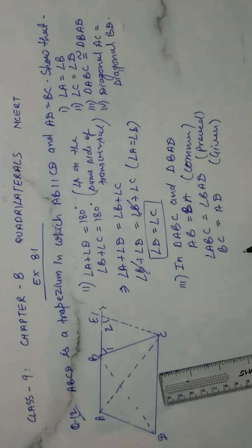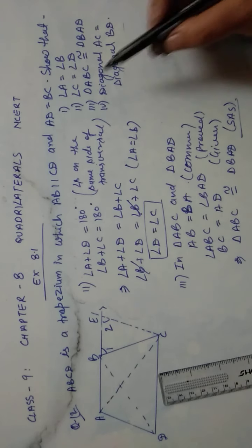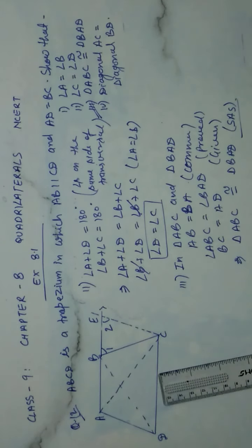Okay, so these two triangles are congruent. So triangle ABC is congruent to triangle BAD. And what is the criteria here? Criteria is SAS. So this is the third point that we have proved.